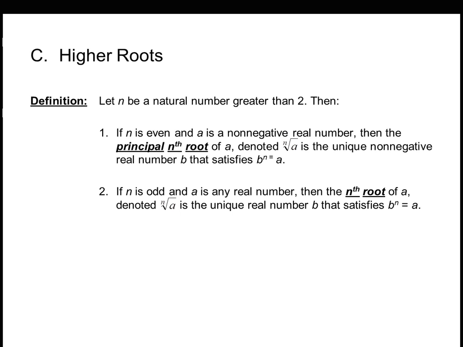Number 2, if n is odd and a is any real number, then the nth root of a, denoted by the exact same thing, is the unique real number b that satisfies b to the n equals a. Okay, when you look at n, you'll know whether or not it's even or odd. Okay? Notice if it's even, everything is non-negative. If it's odd, there are no restrictions.